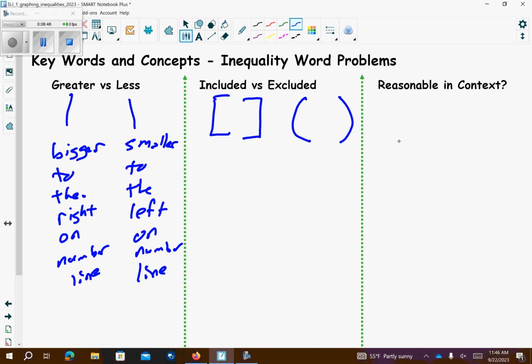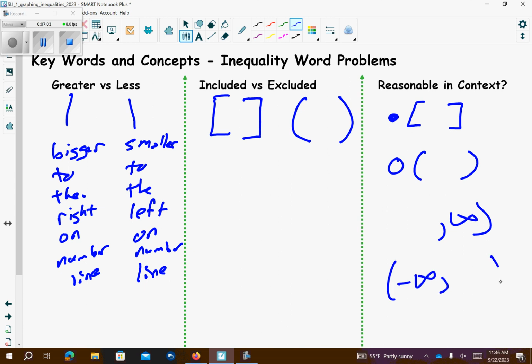And then in our information, did we have a solid dot with a square bracket in there? It could be either way. Was it an open dot? Did we use parentheses? Do we have parentheses when it's going to infinity? Did we have negative infinity soft bracket? So basically we'd be filling in the number here or here. This would be a less than situation. This would be a greater than situation.